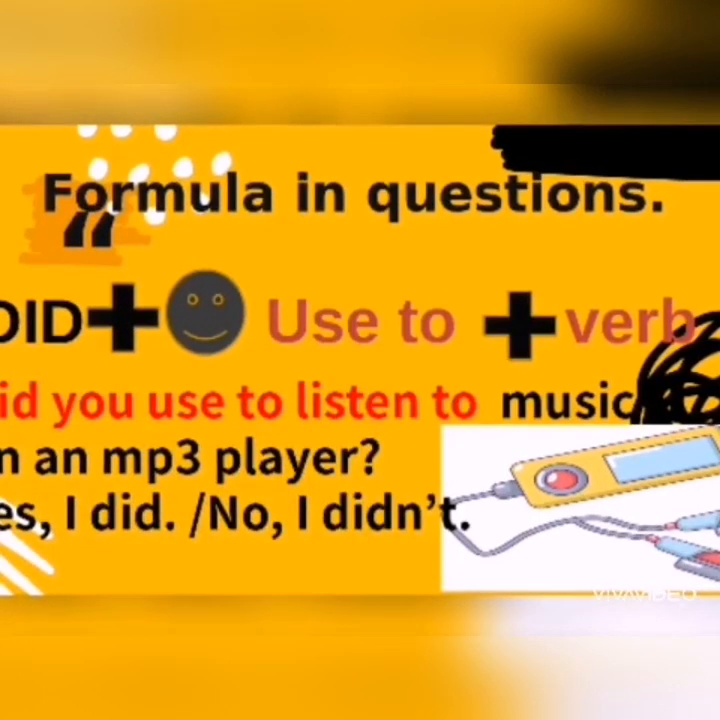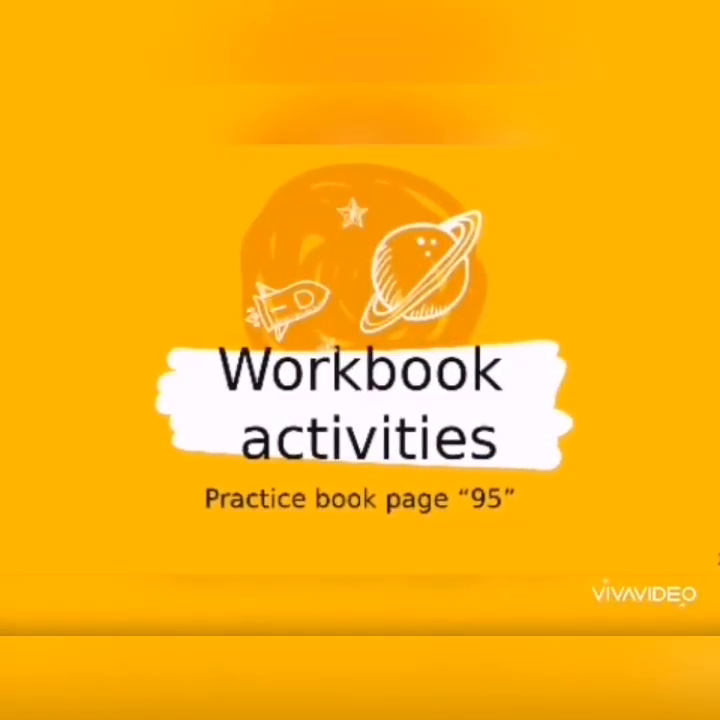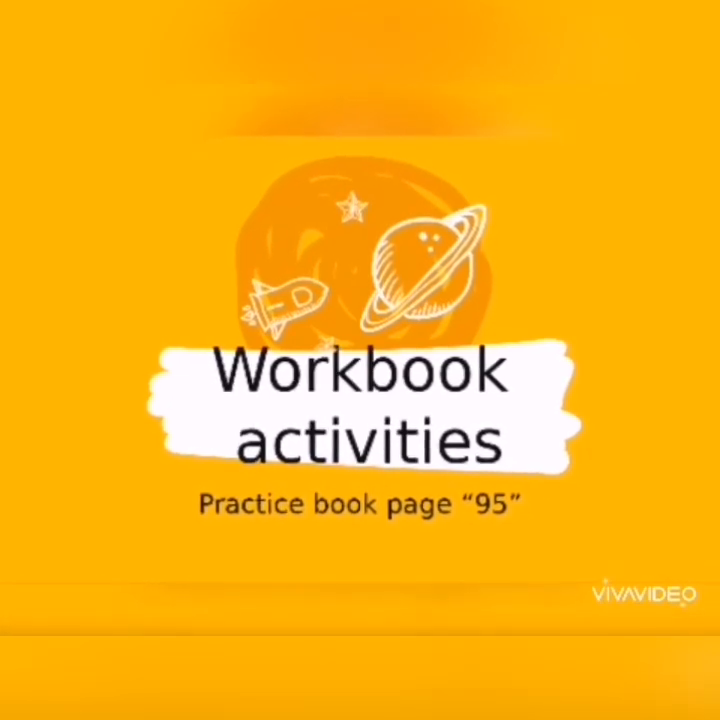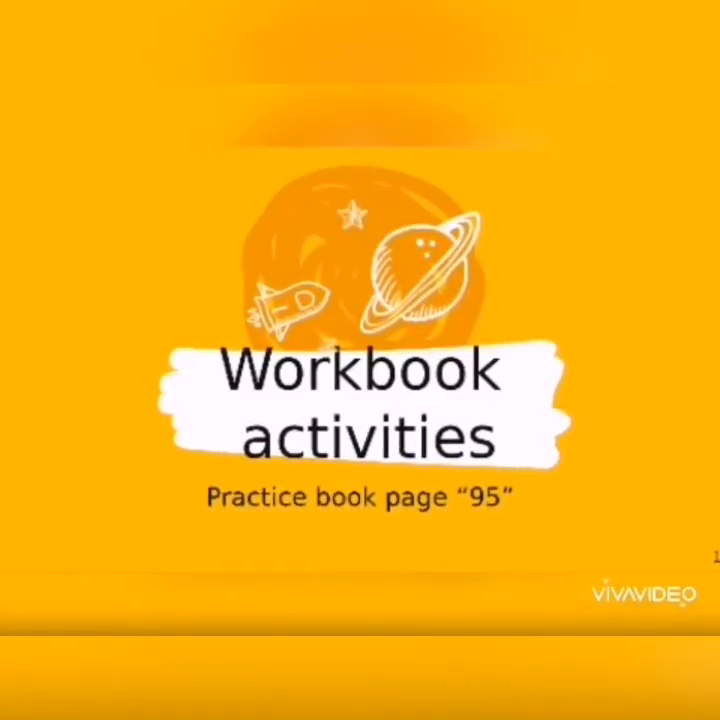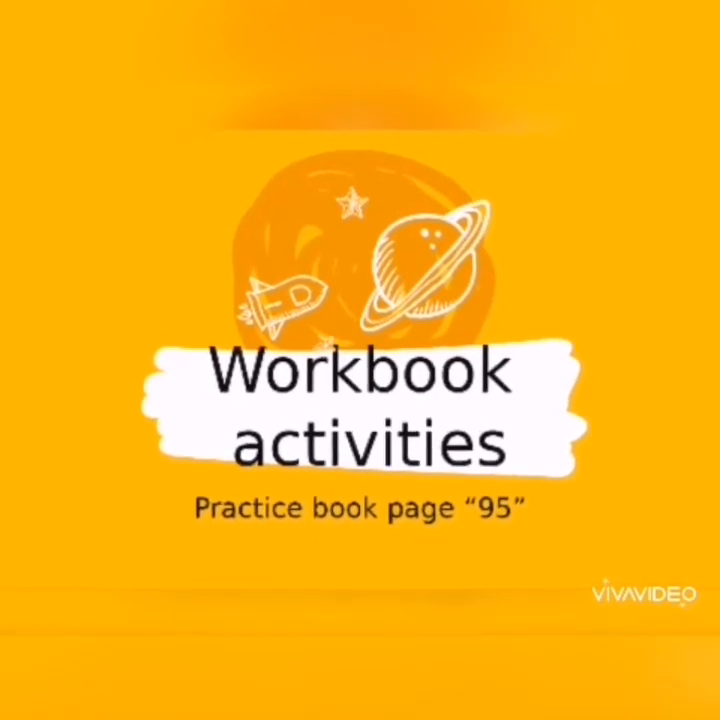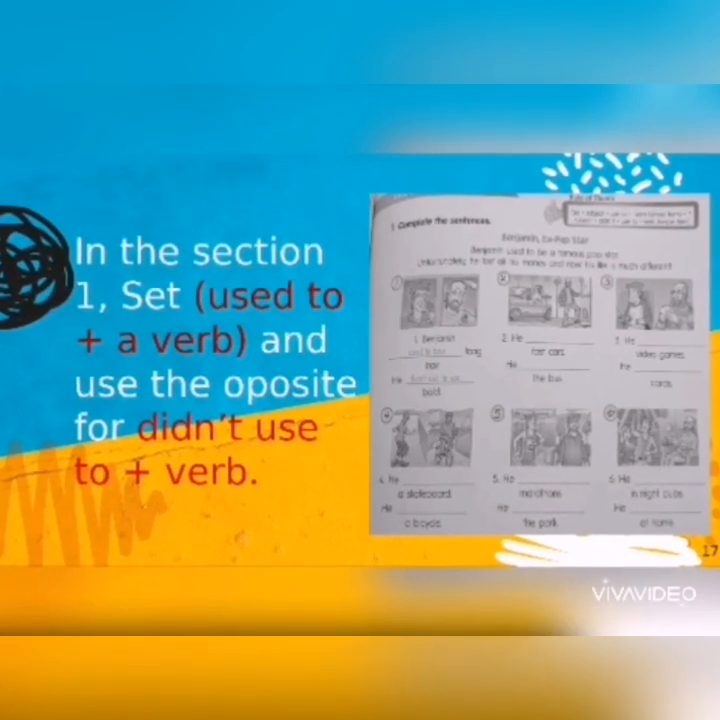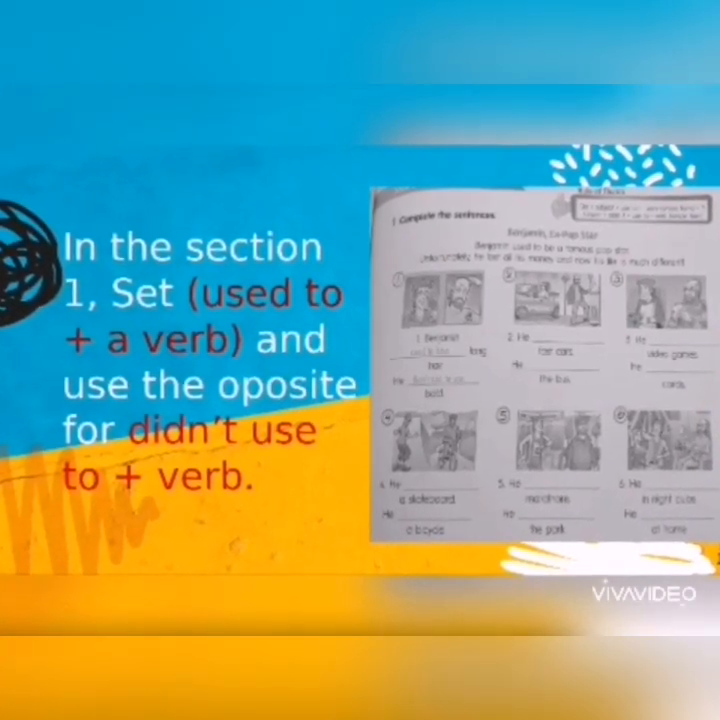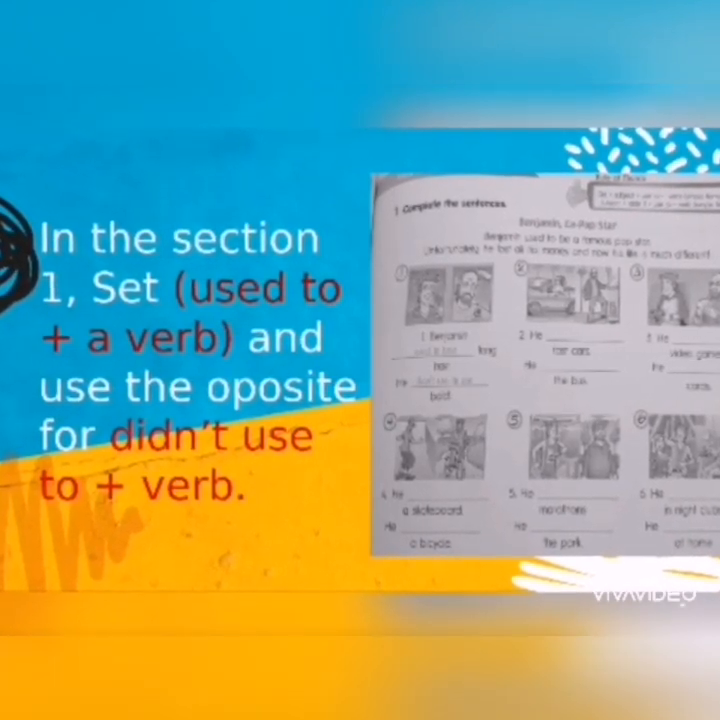So now we have the activities. And for this we will require the workbook. So take out your workbook and go to page 95. This is divided into two activities, okay? So we have two workbook activities. Workbook activity number 1. And there we have the instructions. In section 1, set used to plus a verb and use the opposite for didn't used to plus verb.